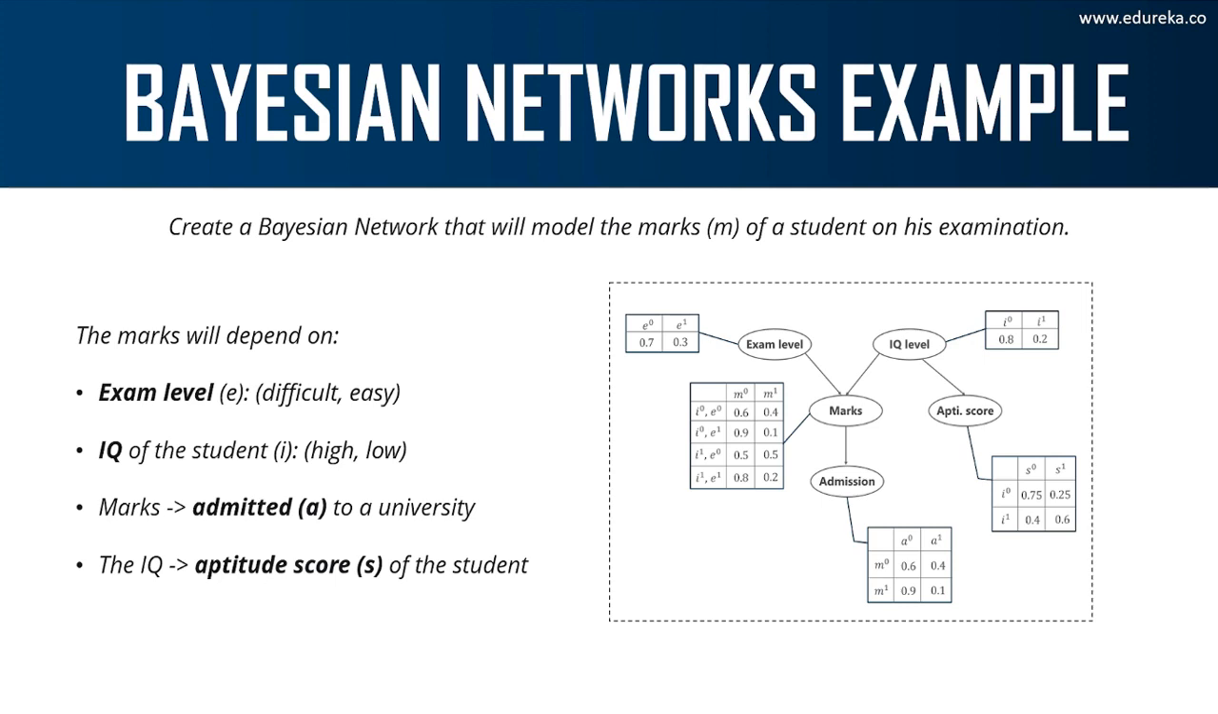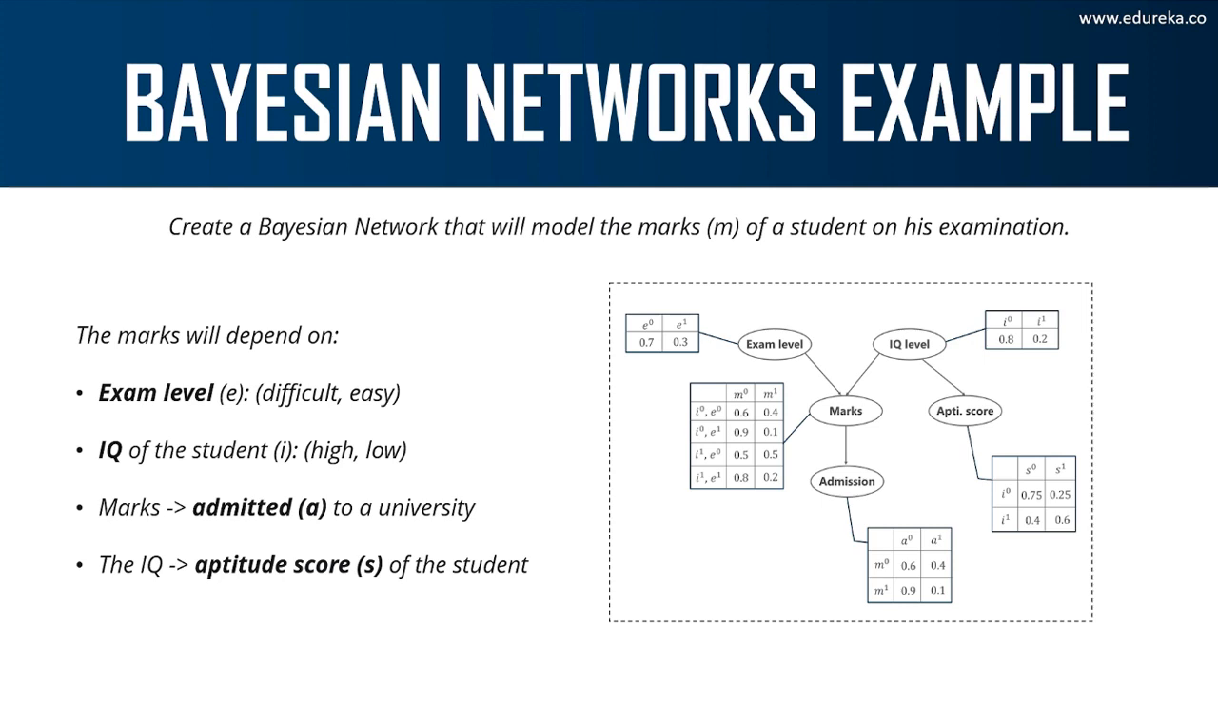If you look at the figure, you can see that exam level is directly connected to marks, meaning that your marks are dependent on your exam level. Next, we have the IQ of the student. IQ of the student, again, is a discrete variable that can take two values. It has the values high and low. So your marks are also directly dependent on your IQ level.